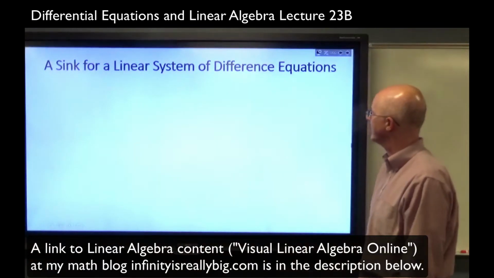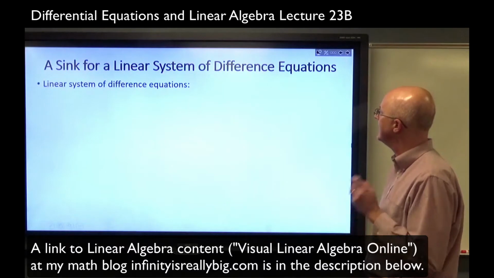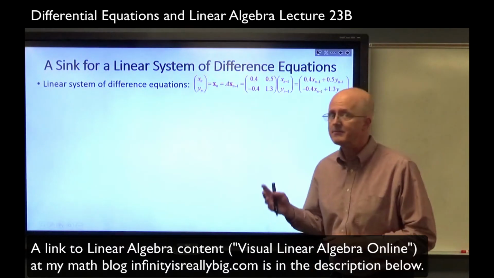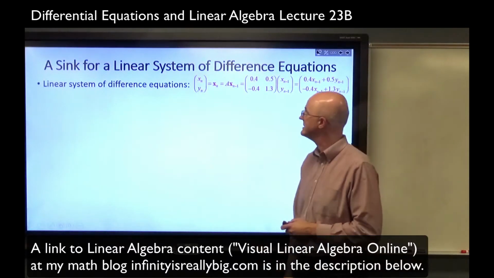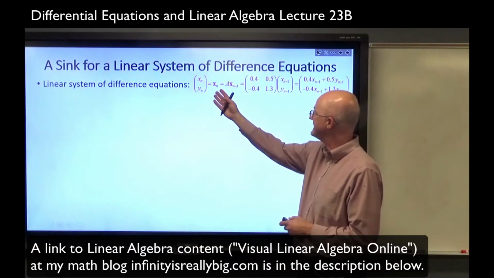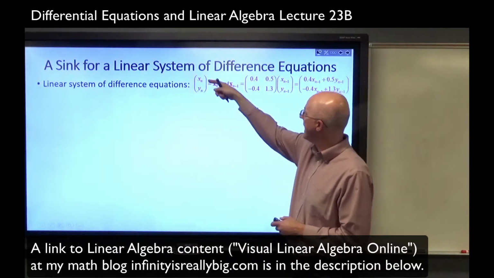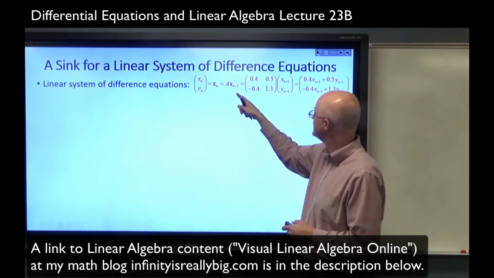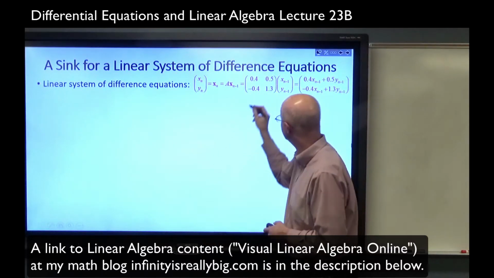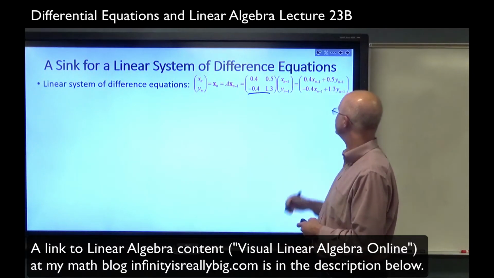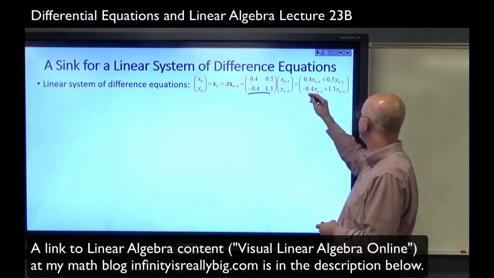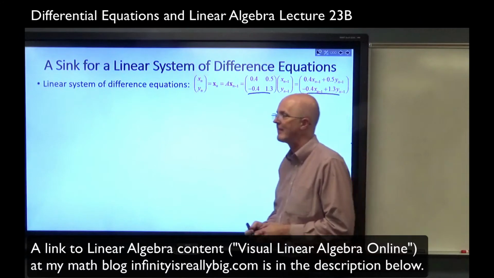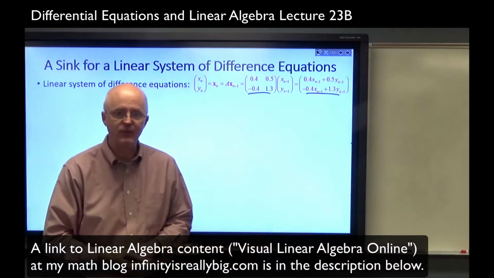This is going to be a sink for a linear system of difference equations. Here it is, the system of difference equations, not differential equations. The vector xn, whose components are xn and yn, is A times xn minus 1, where this right here is the matrix A, and there's xn minus 1. You can multiply this out, and you can also write it like that. A linear system of difference equations.